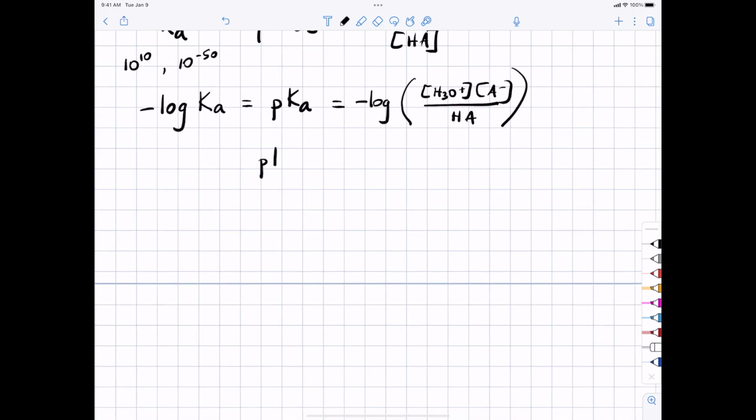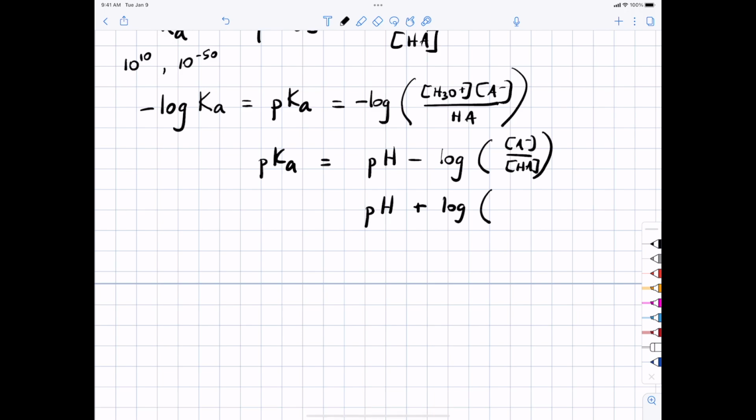So we can rewrite this equation in a slightly more useful form. Properties of logarithms allow you to take products and turn them into sums: the logarithm of a product is the same as the sum of the logs of the individual terms. Minus log of H3O plus is really just pH. And then you've got minus log of A minus over HA. Maybe you've also seen it in this form: pH equals pKa plus log of A minus over HA.